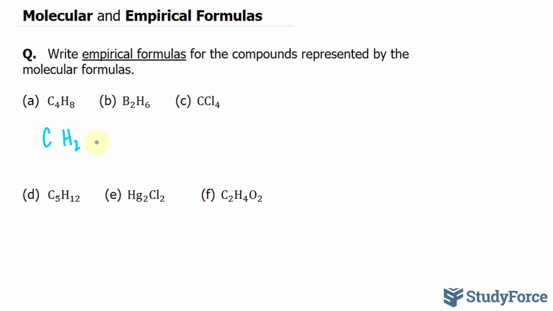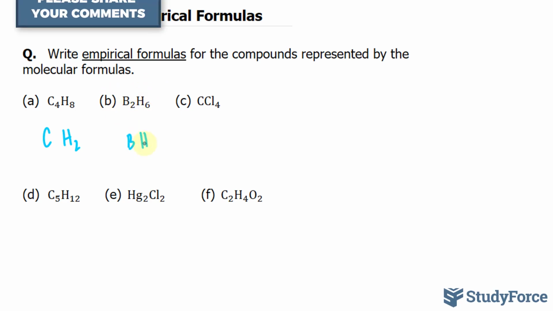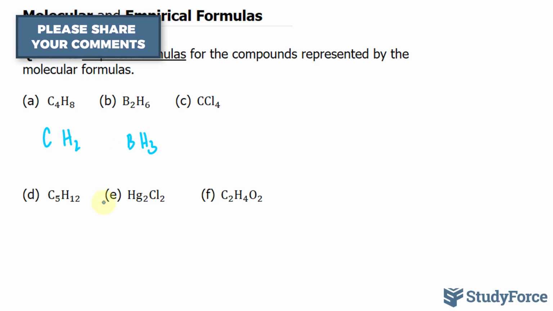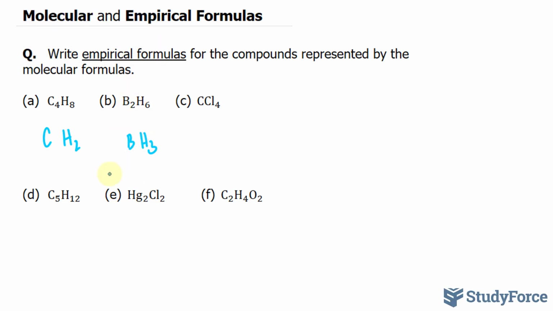Here we have B2H6. We have to find out the greatest common factor, and in this case it's 2. I found out really quickly by looking at the smallest number here. The smallest number is a 2, so by dividing this by 2 I end up with B, and dividing this by 2 I end up with H3. This is my empirical formula. Both this and this are the exact same chemical.